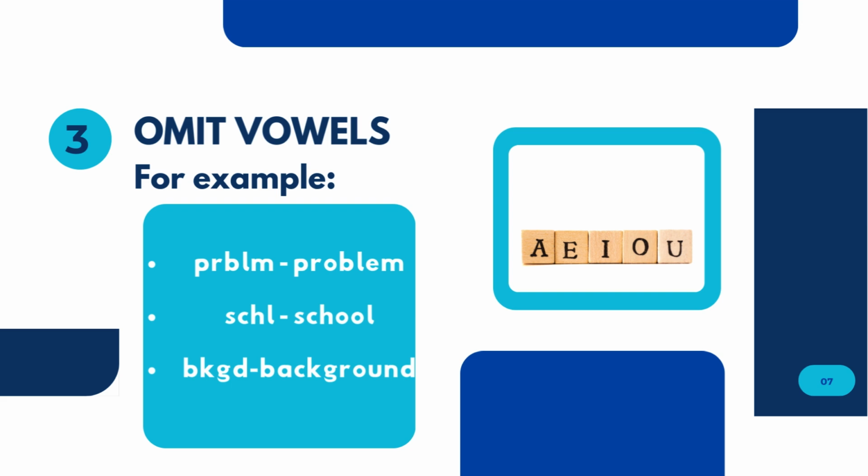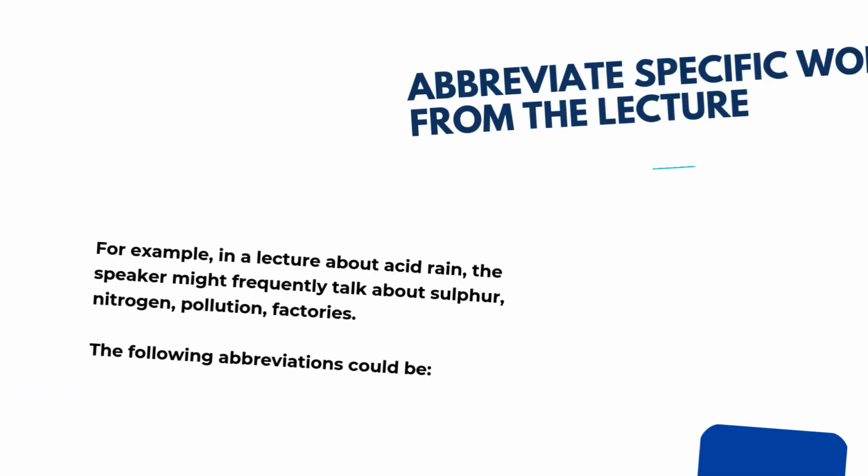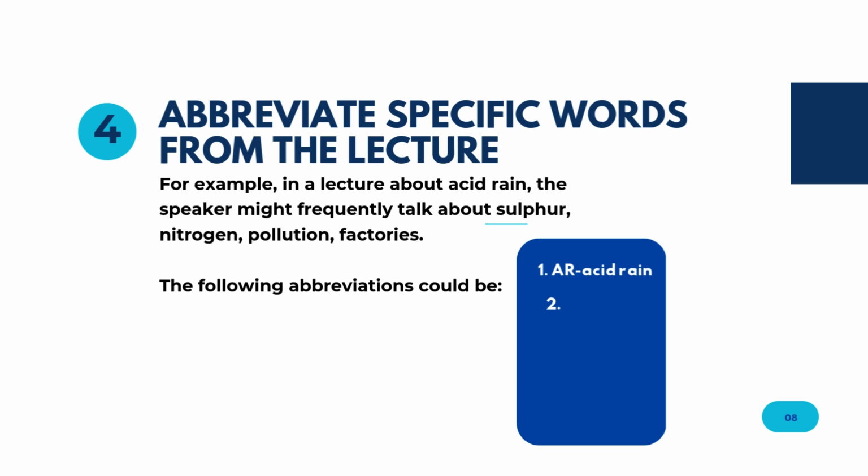The next way is by abbreviating specific words from the lecture. It means if there are words which are commonly used in a particular lecture you are listening to, you should try to abbreviate them. For example, in a lecture about acid rain, the speaker might frequently talk about sulfur, nitrogen, pollution, and also factory. The following abbreviations could be used. For example, AR for acid rain, S for sulfur, N for nitrogen, P for pollution, FACT for factories.